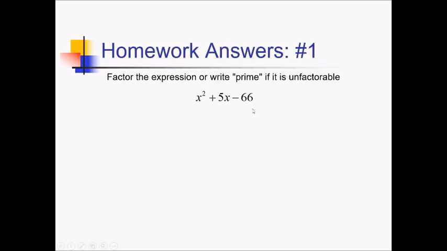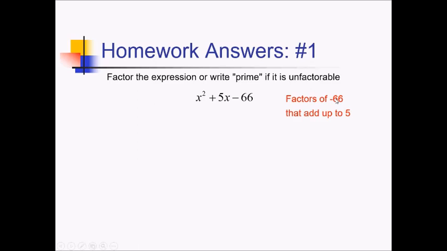To factor this trinomial, we're looking for numbers that multiply to give us negative 66 and add up to give us positive 5. So things that multiply to give us 66, we've got 1 and 66. There's no way to get a 5 out of that. 2 and 33 doesn't work. 3 and 22 is not going to work. What else do we have? How about 6 and 11?